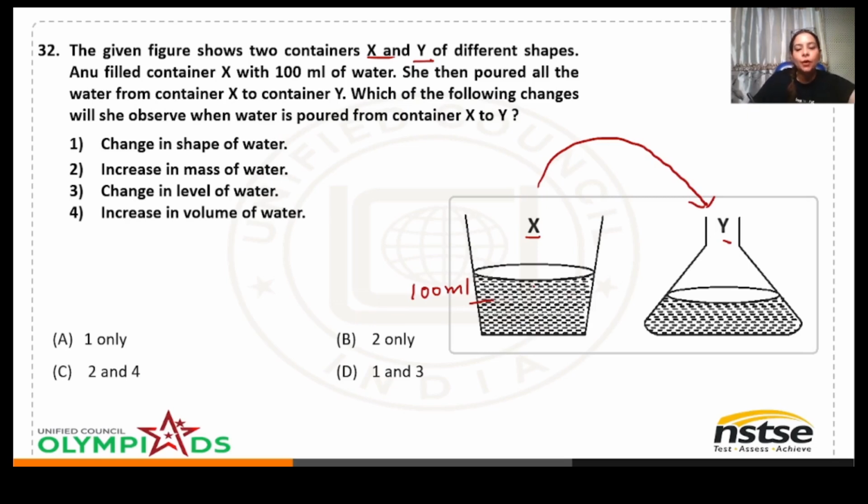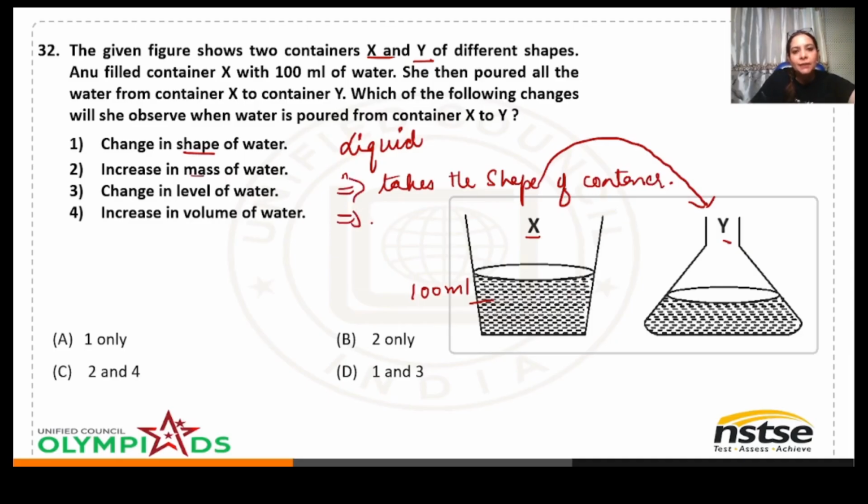So let's talk about it. Water is liquid. Water is in the liquid state, right? And we know that the liquid state, if I talk about its shape, basically takes the shape of the container in which it is transferred. Okay. Talking about its mass, when you transfer from X to Y, its mass remains the same. Mass doesn't change. Level of water, and you can make out looking at it. See, initially the level was this, and now the level is this.